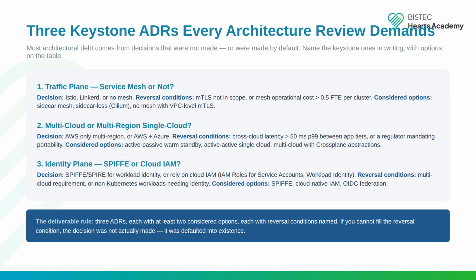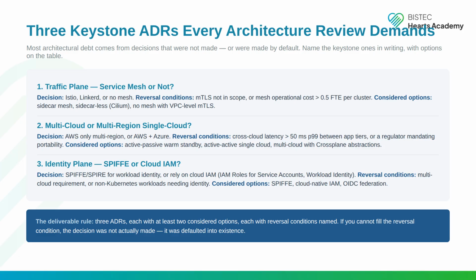Most teams pick a sidecar mesh for the first year and then realize they are paying an operational tax they did not budget for. Keystone 2: multi-cloud or multi-region single cloud. The decision is between AWS-only multi-region or AWS plus Azure. The reversal conditions: cross-cloud latency exceeds 50 ms p99 between application tiers, or a regulator mandates portability. The considered options: active-passive warm standby, active-active single cloud, multi-cloud with cross-plane abstractions.